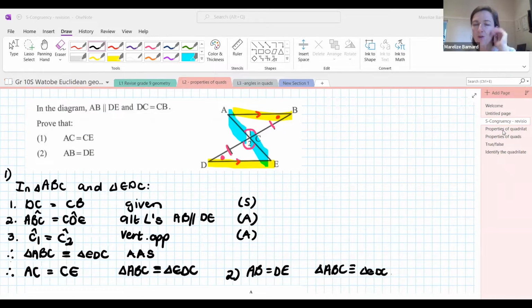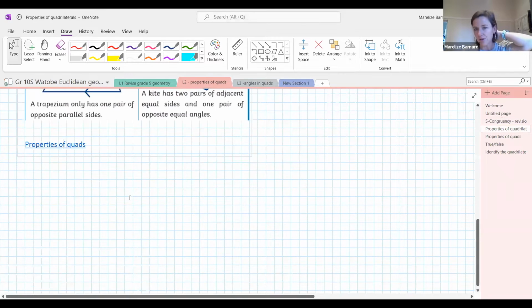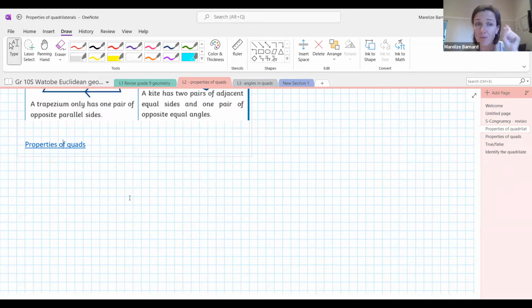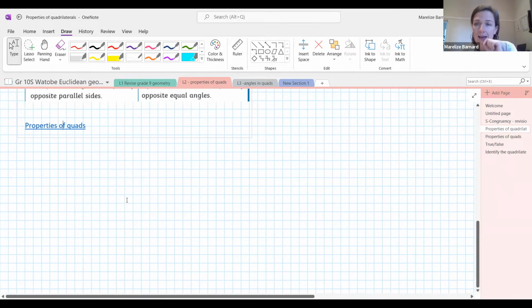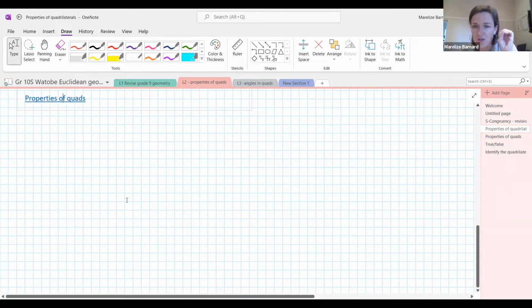Okay, on we're going to go and look at our properties of quadrilaterals. Again, a little bit of revision of your grade 9 work. But I just need to switch screens because we're going to get fancy here with a PowerPoint. So I'm going to share differently. Here we go.